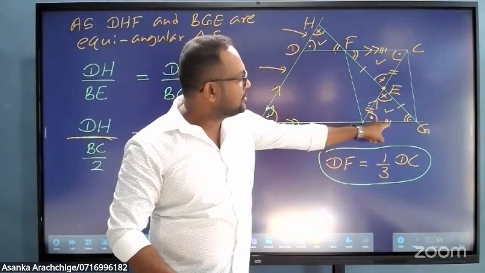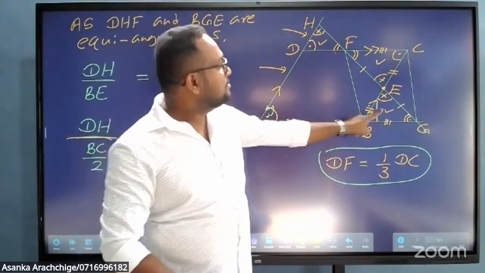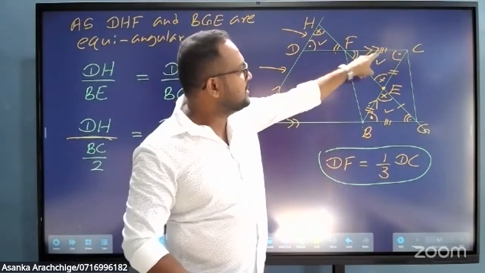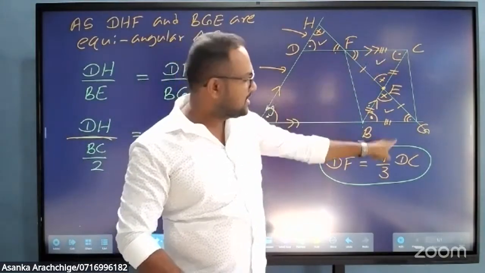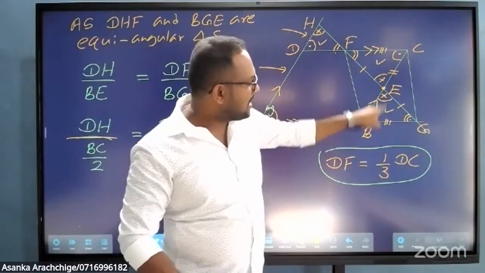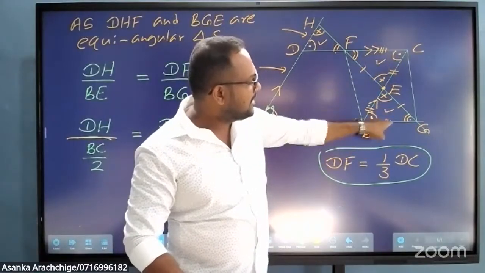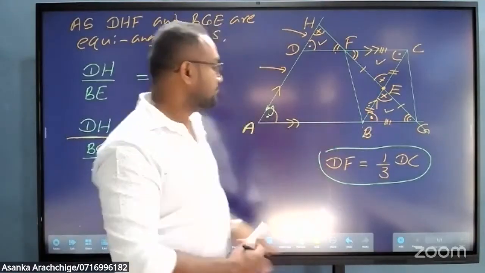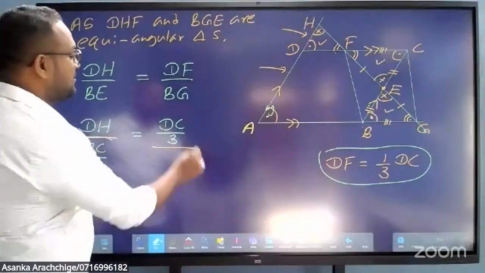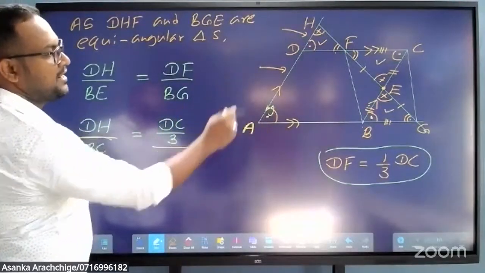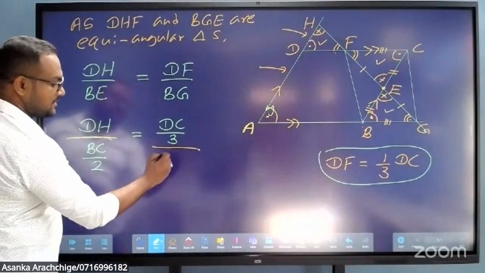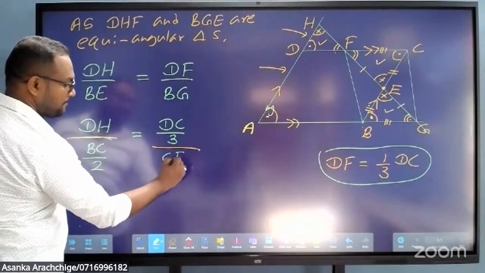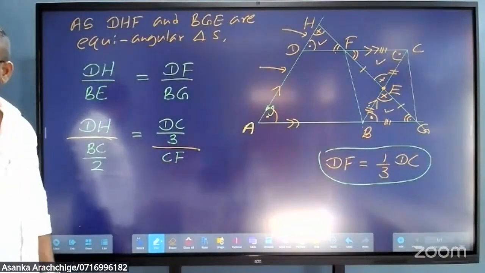BG is equal to CF. BG and CF are equal, corresponding elements of congruent triangles. Instead of BG, you can write CF. Understood?